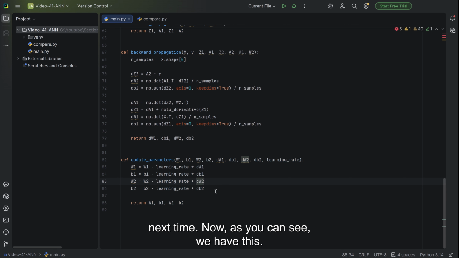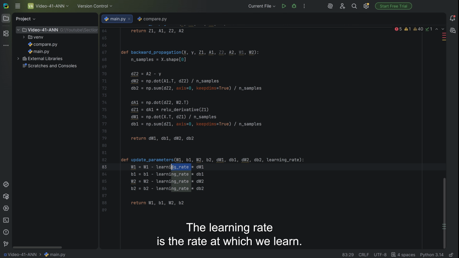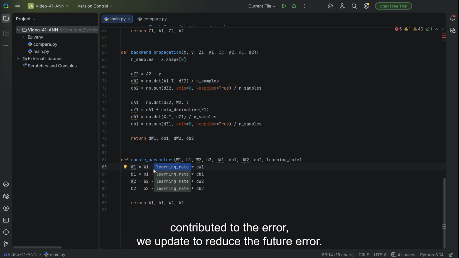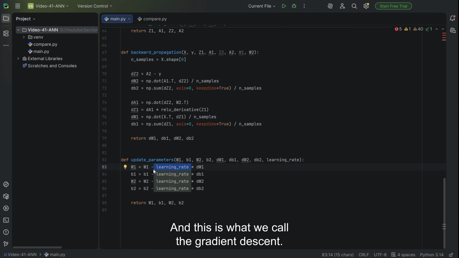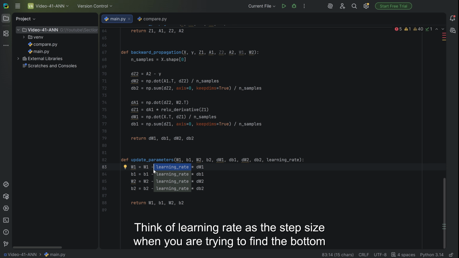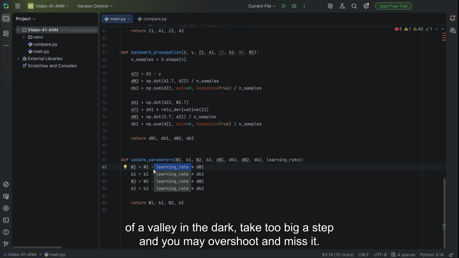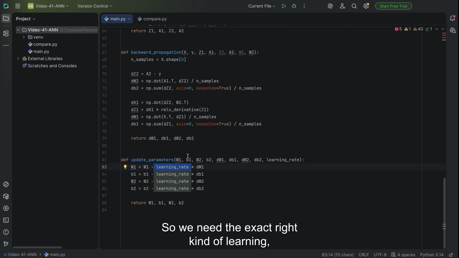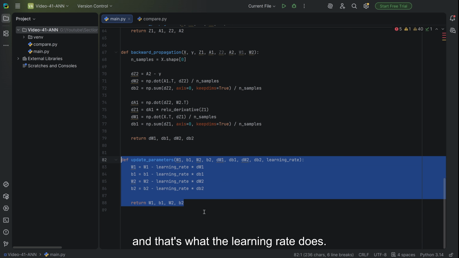Now, as you can see, we have this. The learning rate is the rate at which we learn. So now that we know how much each weight contributed to the error, we update to reduce the future error. And this is what we call gradient descent. And this is where learning rate comes in. Think of learning rate as the step size. When you are trying to find the bottom of a valley in the dark, take a big step and you might overshoot and miss it. Take a tiny step and it takes forever to get there. So we need the exact right kind of learning rate. And that's what update parameters does.